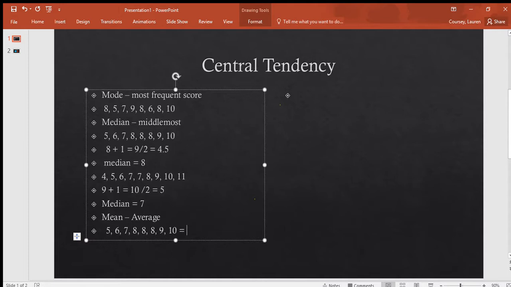Right, so if we add all of our scores together, we should get a sum score or a total score of 61. I then divide that number by the number of scores that I have. Right? So we already determined that we had 8 scores total. So I take my 61, divided by 8, which should give me, rounded to 2 decimal places, a mean or average score of 7.63.